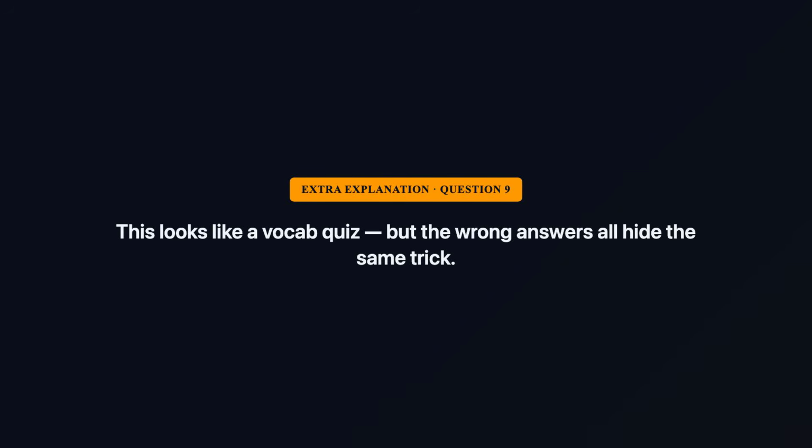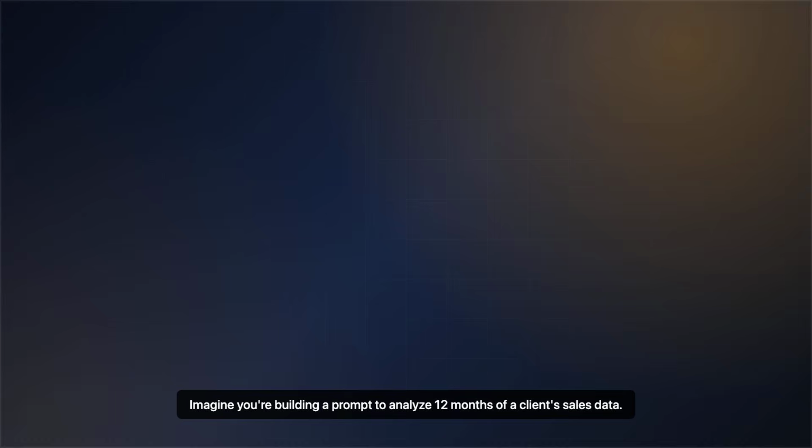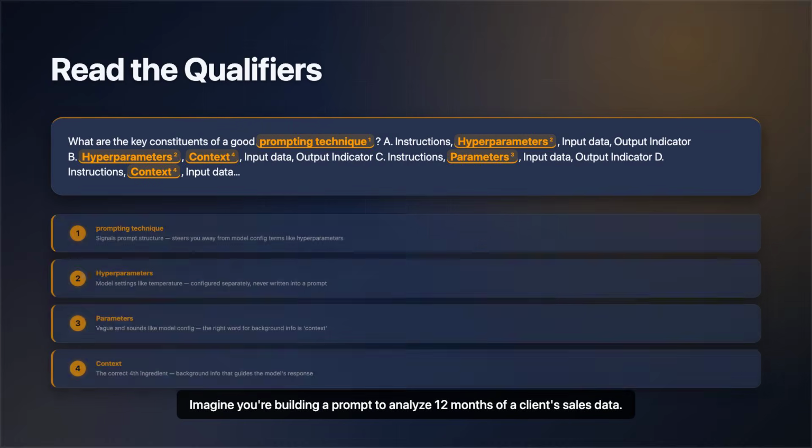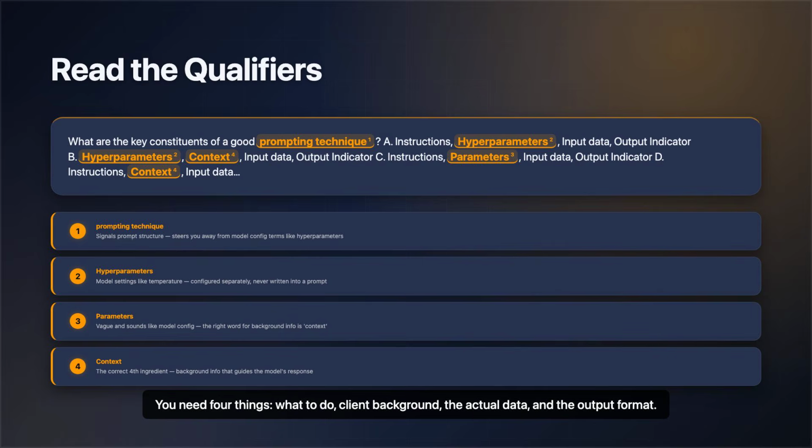This looks like a vocab quiz, but the wrong answers all hide the same trick. Imagine you're building a prompt to analyze 12 months of a client's sales data. You need 4 things: what to do, client background, the actual data, and the output format. That maps to instructions, context, input data, and output indicator. Now, the question asks about prompting technique, not model configuration. That's your first clue. Options A and B use hyperparameters. Those are model settings like temperature. You configure them separately. You don't write them into a prompt. Option C says parameters, which sounds close but is still the wrong word for background info. That's the trap. Every wrong answer swaps context for a model settings term.